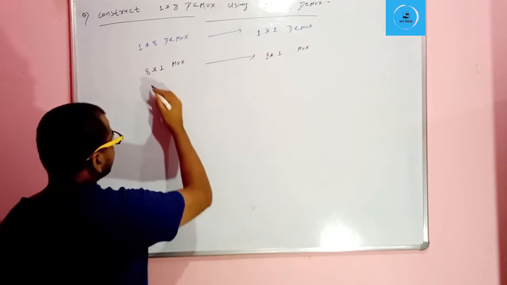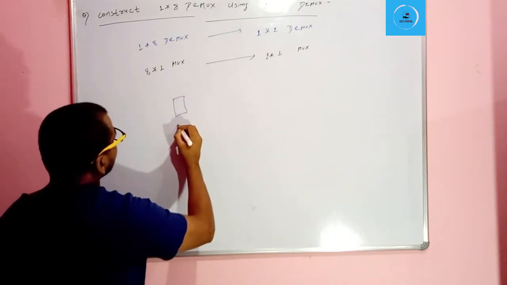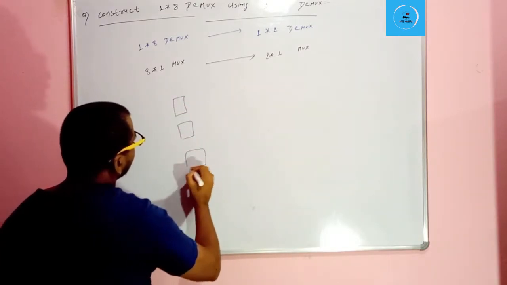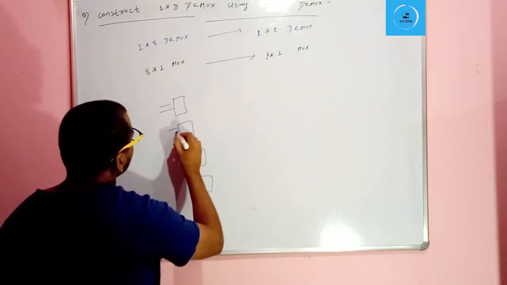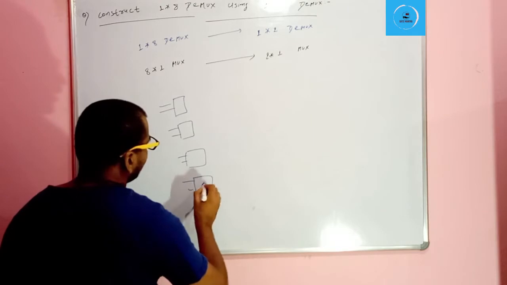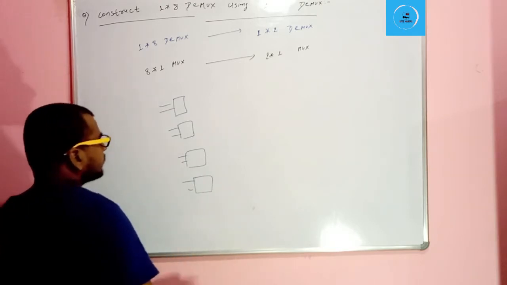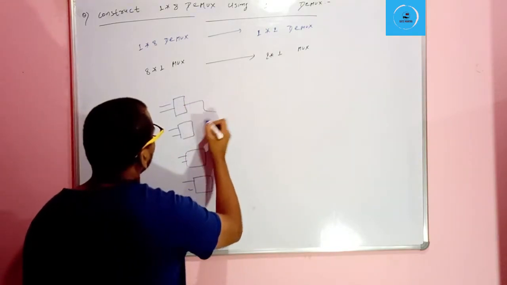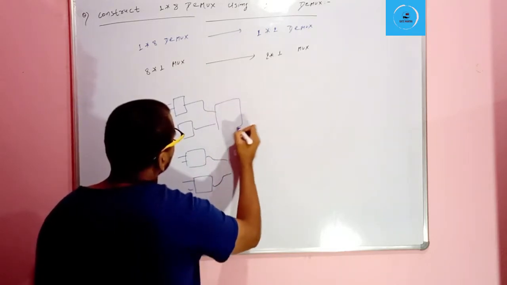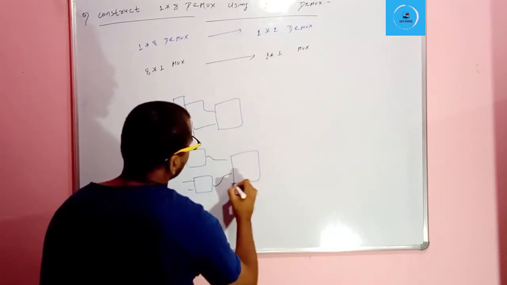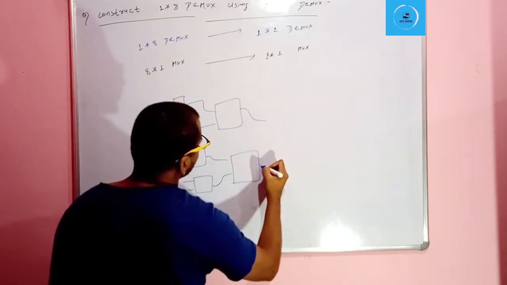So for constructing the 8:1 multiplexer, there will be 8 inputs, and for getting the 8 inputs we require 4 muxes. There will be 2 inputs here, 2 inputs here, 2 inputs here, and 2 inputs here, and then there will be the 4 outputs of these 4 muxes. So for this we have to write here 2 mux, and there will be the 2 outputs.